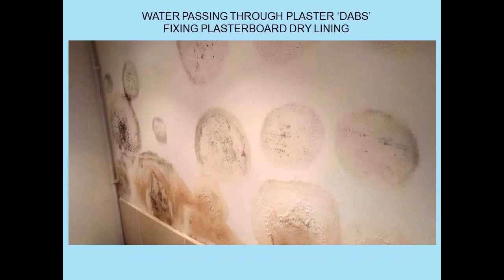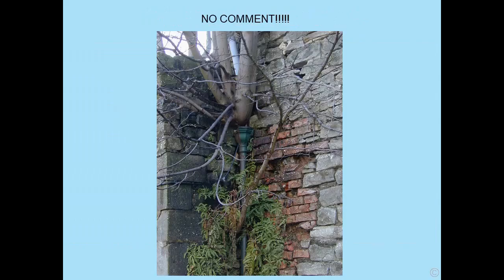Water passing through plaster dabs, fixing plasterboard dry lining. Obviously the plaster dabs are very permeable. The water passes straight through. Well, no comment. I expect they use the roots as cup holders or coat hangers.